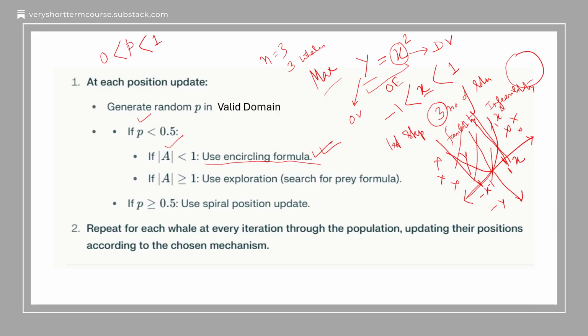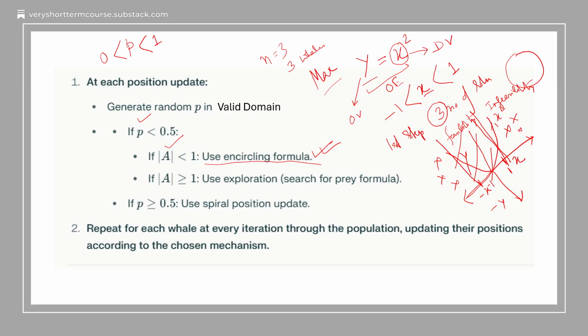But if the absolute value of A is less than 1, then you will use the encircling formula. Now your question will be, what is the encircling formula? Yes, this also I will discuss later on. Now if the absolute value of A is greater than or equal to 1, then you will use the exploration formula, which is also known as the search for prey formula.